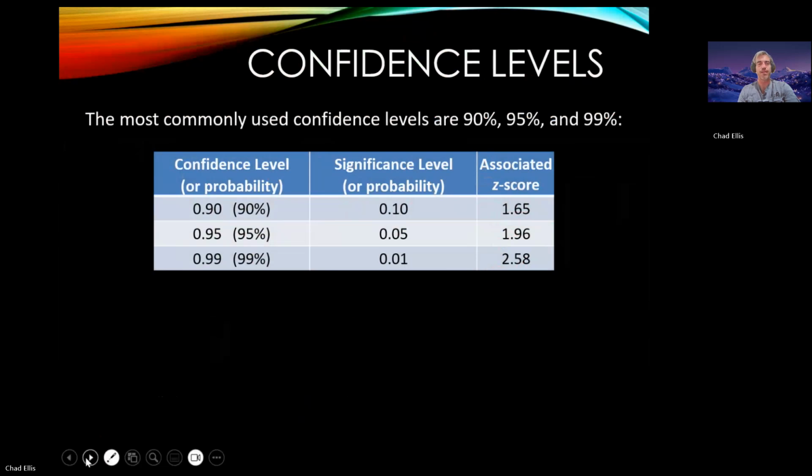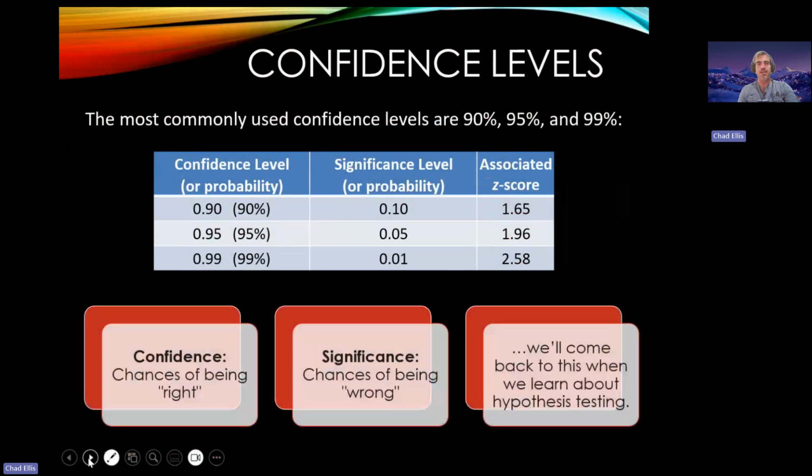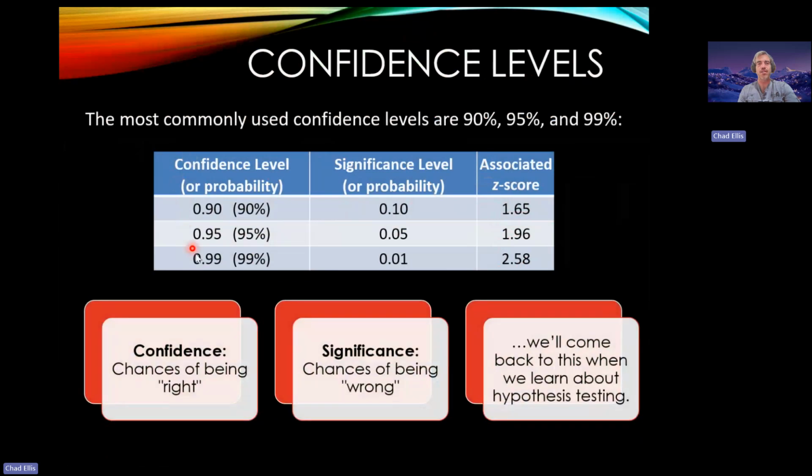So what do these terms mean? Well, on the left here, our confidence level basically is telling us the chances that we're right. In this case, the chances that the population mean is going to fall within that confidence interval. As you increase your confidence level, you can be more and more sure that that interval is actually going to have the population mean fall within it somewhere.